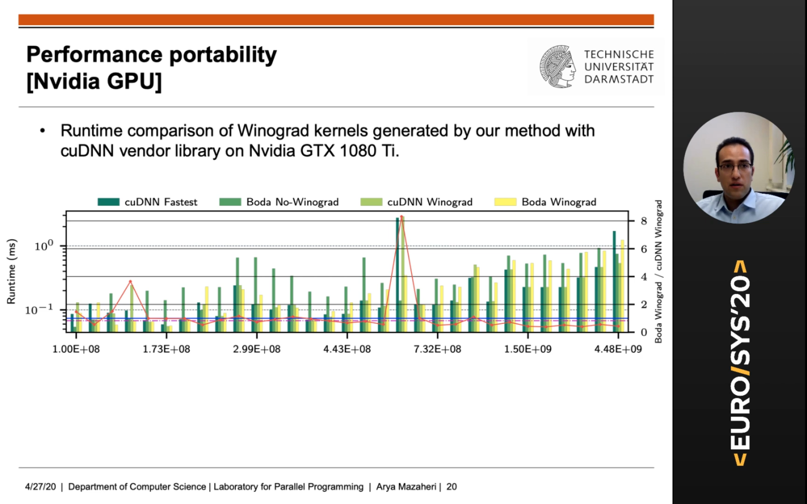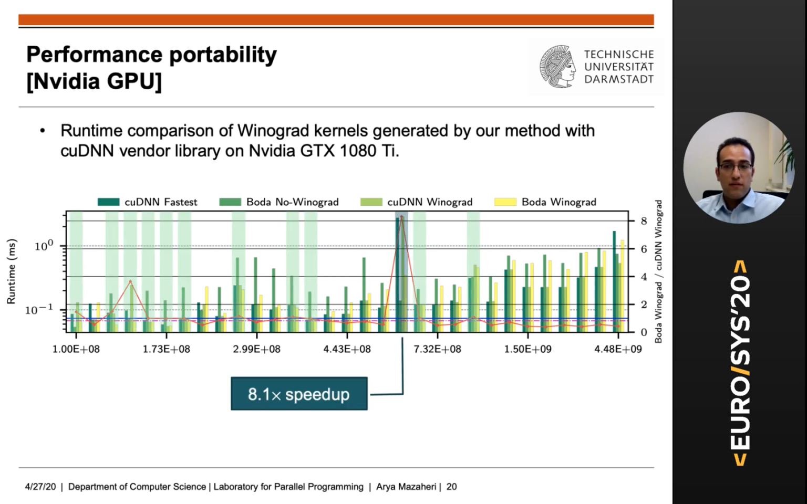So here we try to analyze the performance portability of our approach. We analyze the performance portability on various GPUs. Here you can see the results for NVIDIA 1080 Ti, also including the cuDNN vendor library. The results reveal that not only can our method yield runtimes close to cuDNN performance, but it can also perform better than cuDNN by up to 8.1 times in some cases. However, cuDNN can achieve better runtimes for larger convolutions, and we think that this is mainly attributed to more efficient matrix multiplication routines.